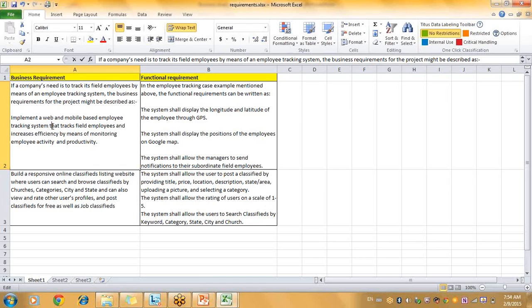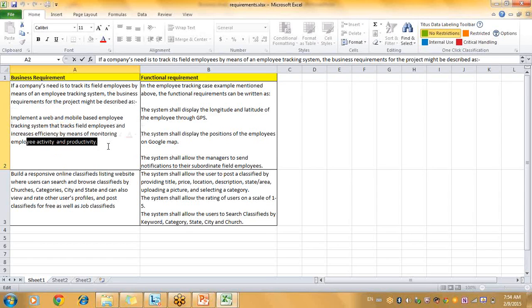First, what does the project want to achieve? I want a web and mobile-based tracking system. Why do you want that? Because they want to track the field employees, right? And what is the final objective? What is the final success metric? My objective behind that requirement is to increase efficiency by monitoring the employee activity and productivity, right?